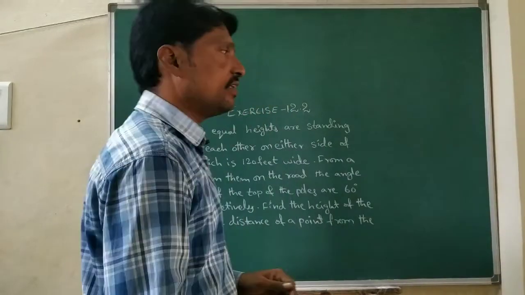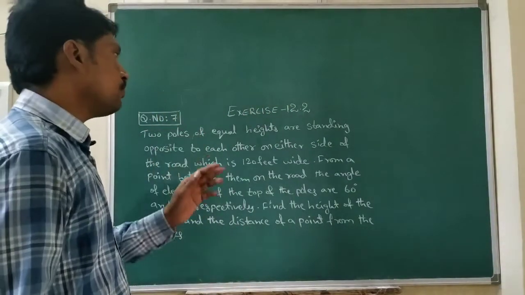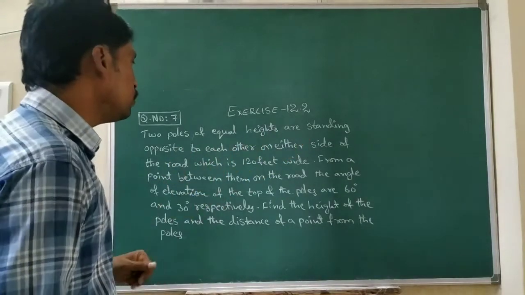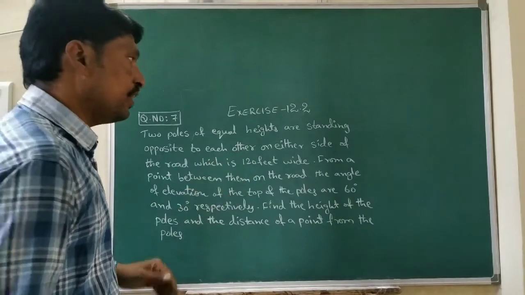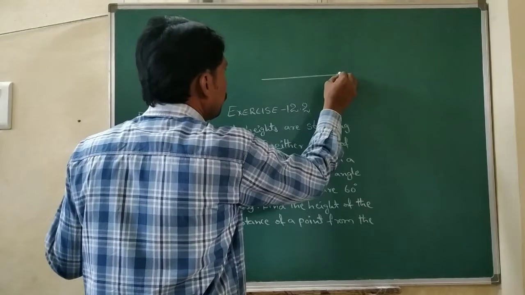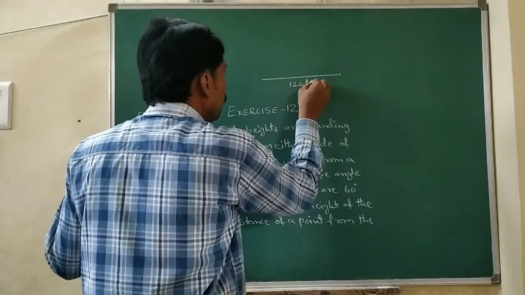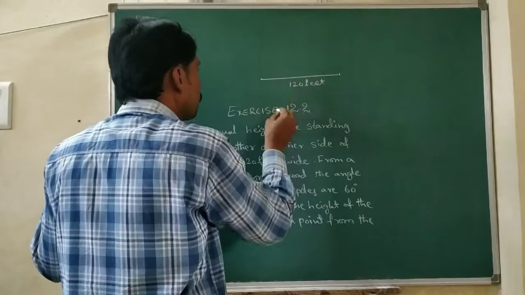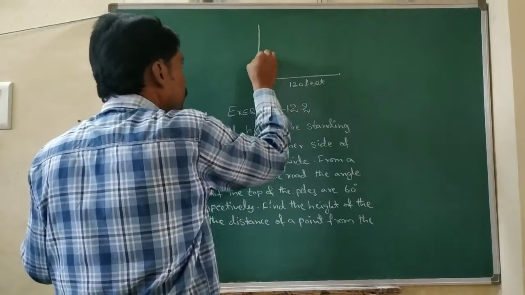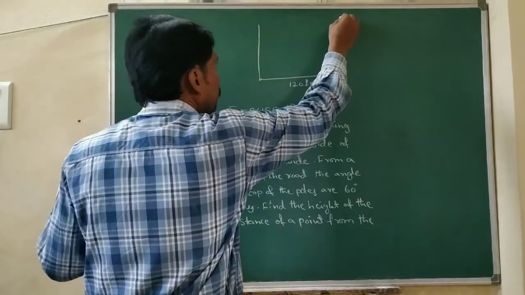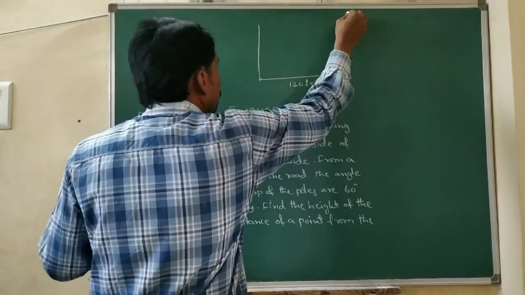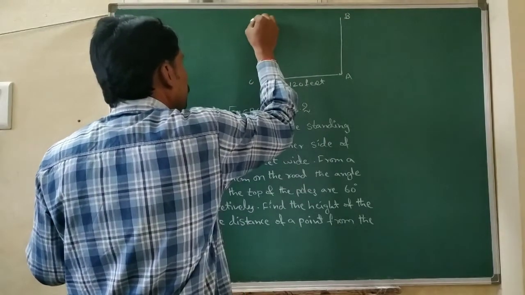What information is given in this problem? Two poles of equal heights are standing opposite to each other on either side of the road, which is 120 feet wide. So here a 120 feet wide road is there. Either side means both sides, two poles are there, of equal height. These are the two poles; you have to think of them as A, B, C, D.